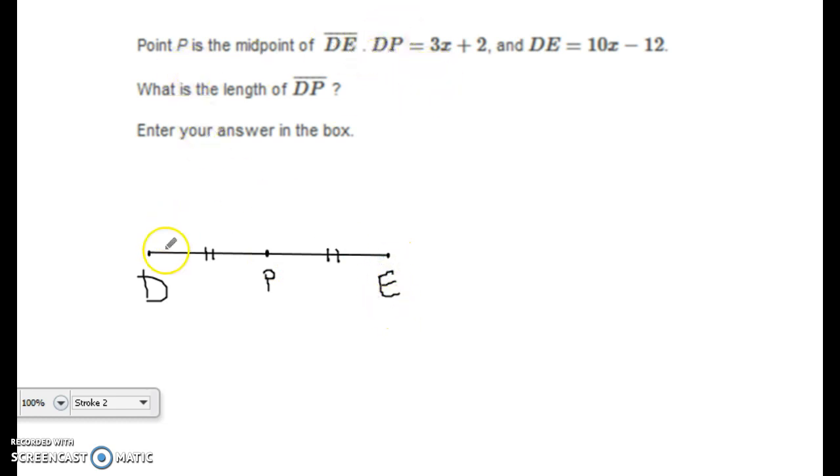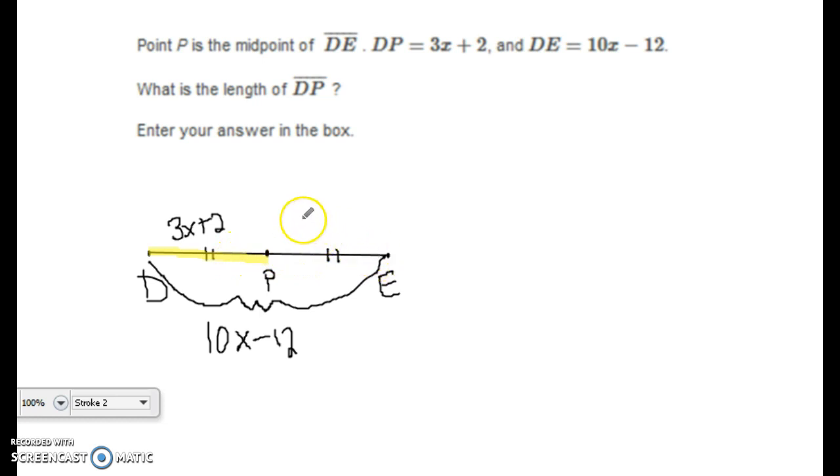Alright, so then it says DP is 3x plus 2, and DE, so the whole distance, is 10x minus 12. And it wants to know just the length of DP. Okay, so we're going to have to use the information about P being the midpoint. If P is the midpoint and DP is 3x plus 2, I know that PE also has to be 3x plus 2. Those two pieces have to be the same because P is the midpoint.